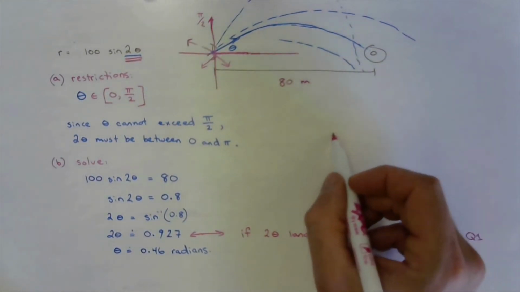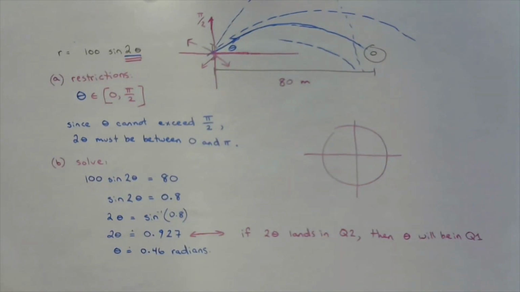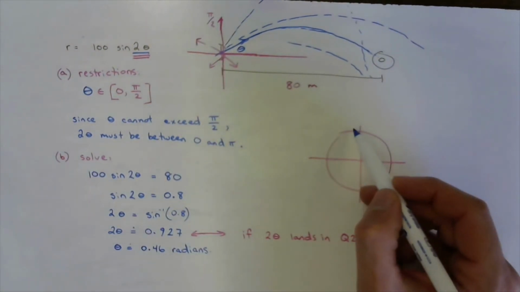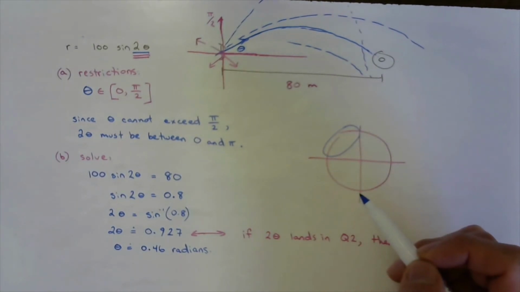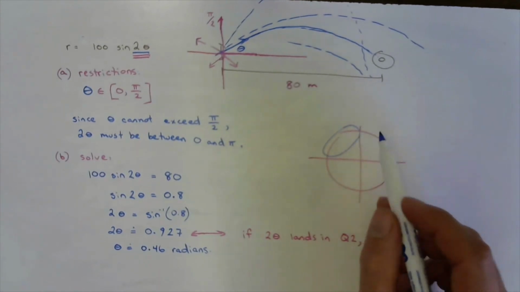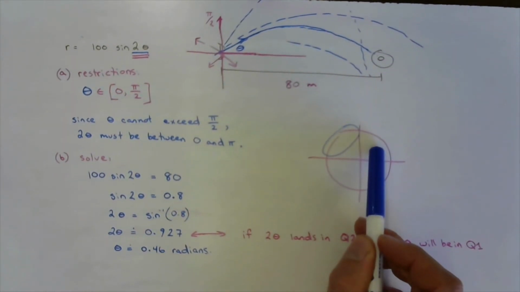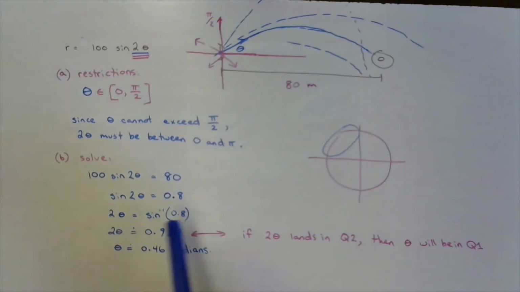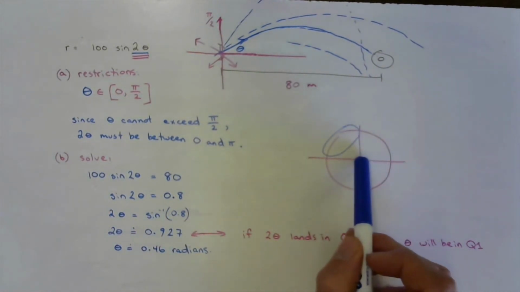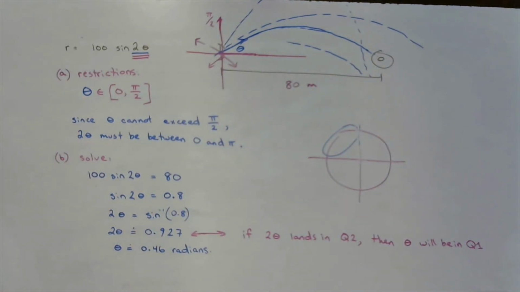Okay, so if we end up with, for 2 theta, angles that are over here, then our answer theta will have angles over here. So any angle that falls within quadrant 2 or quadrant 1 for 2 times theta ends up being a solution for us that fits within our restricted domain. Okay, so let's figure out what those are.